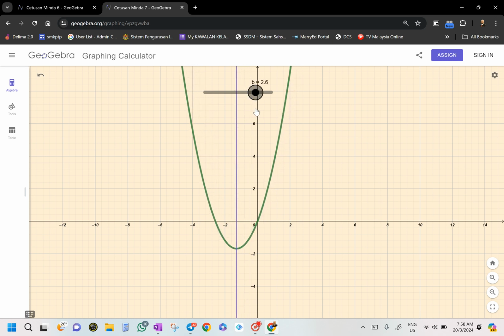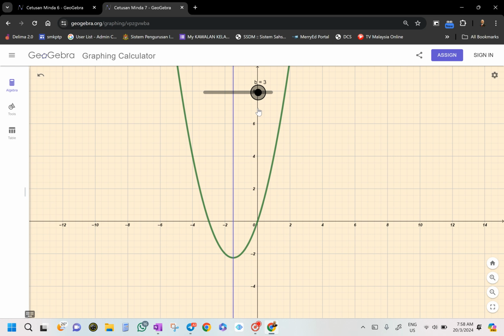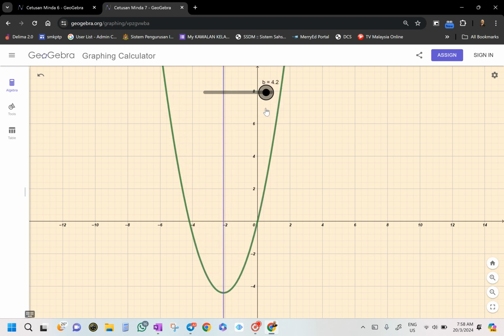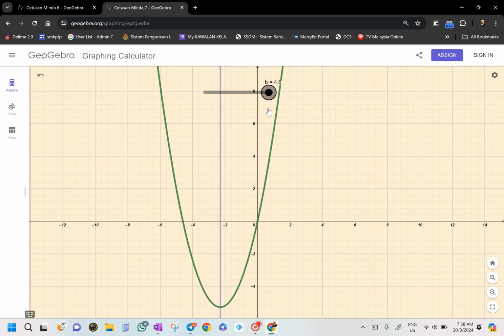Positif. Dia bergerak ke mana tu? Ke bawah. Dia pergi negative value dah. Nampak tak? Maksudnya dia terbalik macam tadi kan? When our A value is smaller, dia akan jadi wider. Betul tak? Now, when our B is positive, dia akan pergi mana?